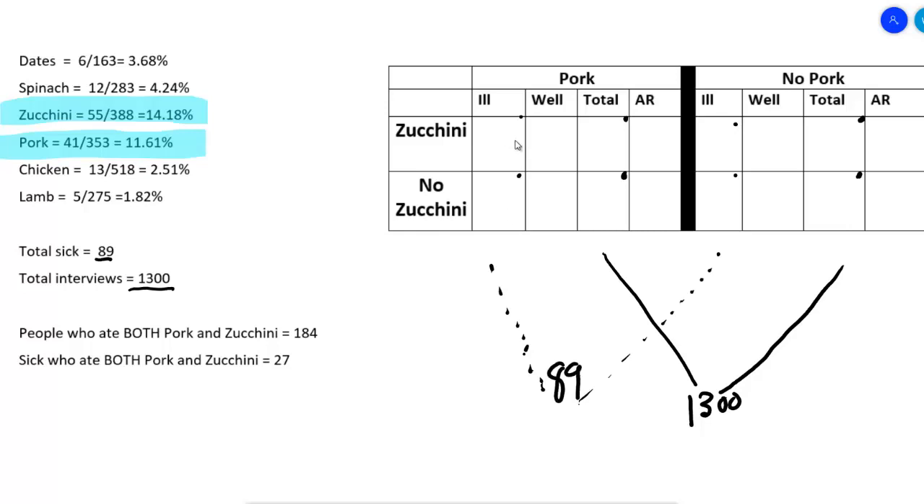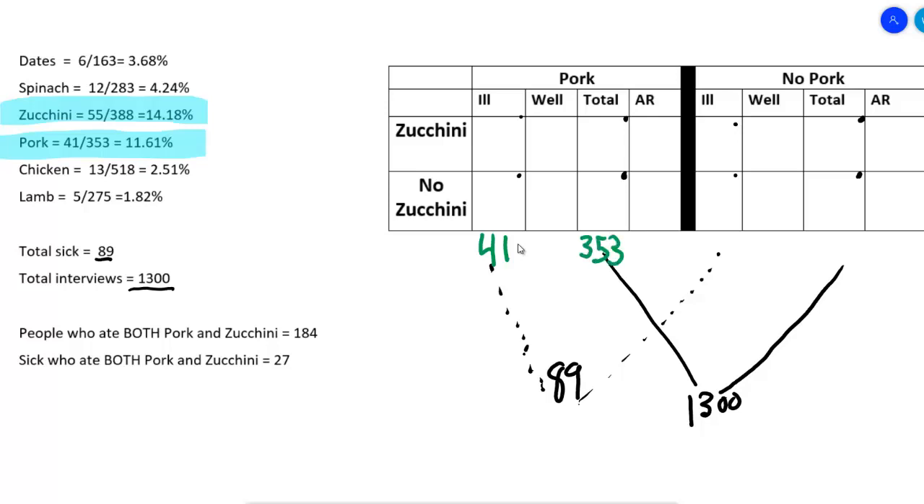Now we can keep track of totals in the column total by writing the number underneath here. This plus this is going to give you a total number. So if we look at the pork group over here, we see that 41 people total ate pork. We don't know whether they ate zucchini or not, but 41 people that ate pork were sick. Those 41 people are represented down here. We also know that there were 353 total people that ate pork.